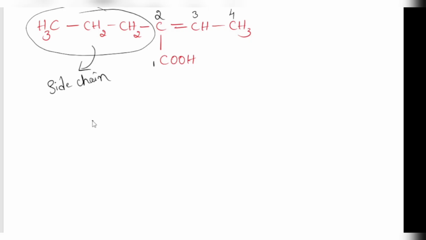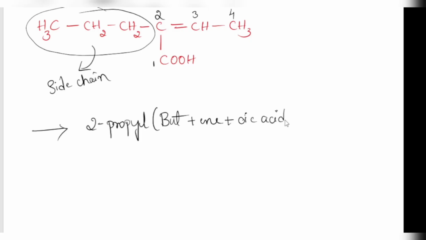Now I will try to write the IUPAC name. In the second position I have 2-propyl. What is the root word for this principal chain? It contains 4, that's why this is not the actual IUPAC name. Again I will be modifying that. For understanding, I will write with brackets and all. But then ene is there as the primary suffix, and again oic acid is there. For rough work I will do it like this.